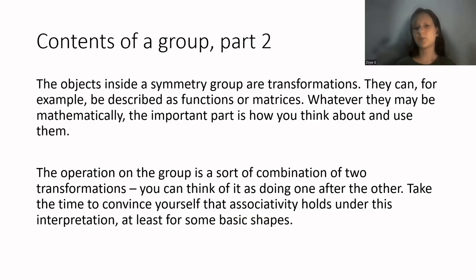Objects inside a symmetric group are transformations. They can, for example, be described as functions or matrices depending on the specific object that you're looking at, whatever they may be mathematically. The important part is how you think about and use them. The operation on the group is a sort of combination of two transformations. You can think of it as doing one after the other, if you would like, or just kind of matrix multiplication, adding functions, right? Take the time to convince yourself that associativity holds under this interpretation or whatever other interpretation you may like. At least for some basic shapes.